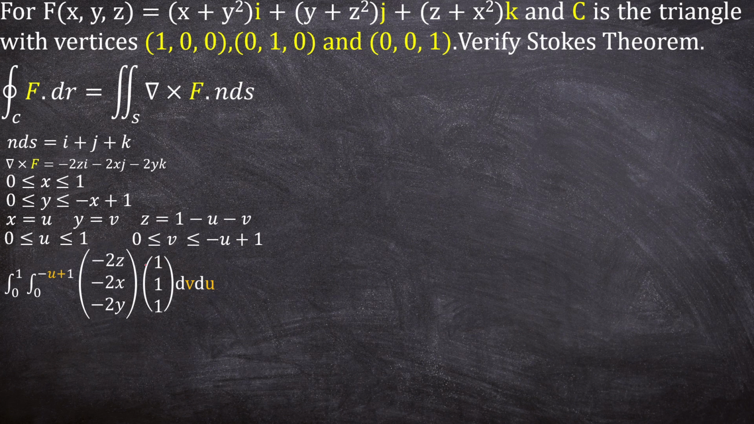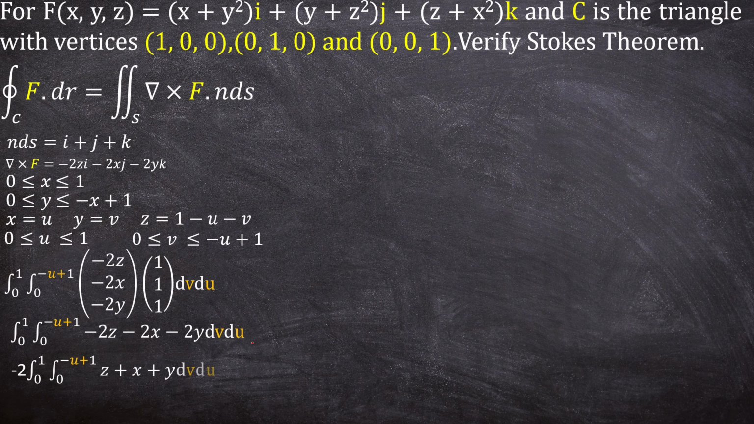Since it's the dot product, we're going to say negative 2z times 1, negative 2x times 1, negative 2y times 1. And if we do that, this is what we're going to have: negative 2z, negative 2x, negative 2y. So you can just factor out negative 2 right here. As you can see, you're going to be left with z plus x plus y. But we know that z is equal to 1 minus u minus v, and x equals u and y equals v. By substituting those values, this is what we're going to have.